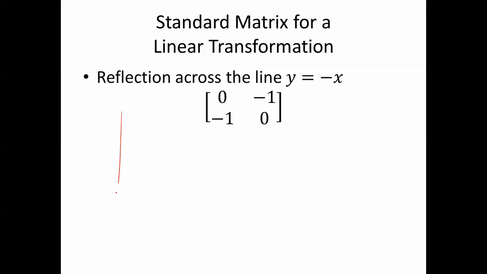Reflection across the line y equals negative x. Again, this is going to work out to be 0, negative 1, negative 1, 0.